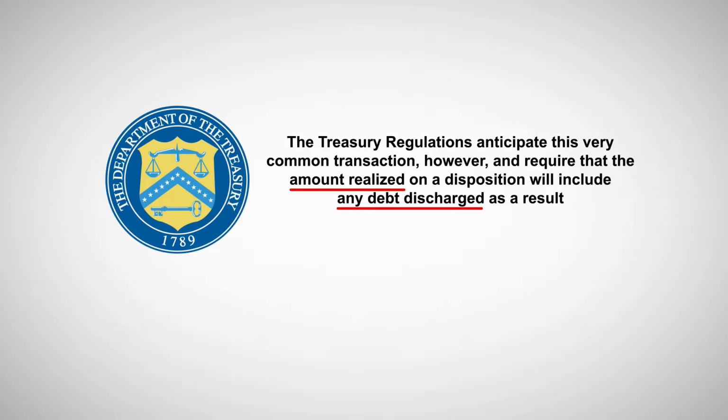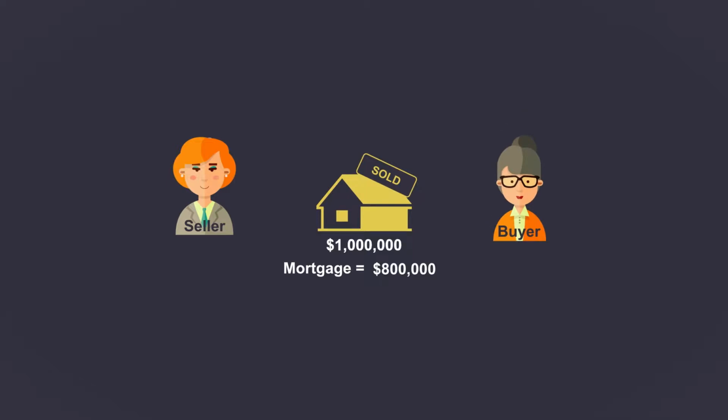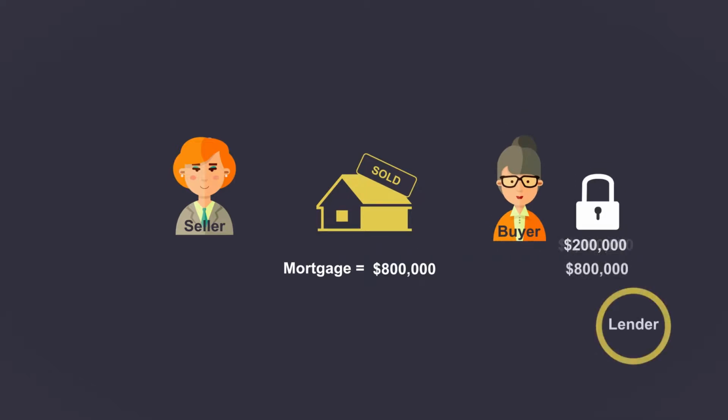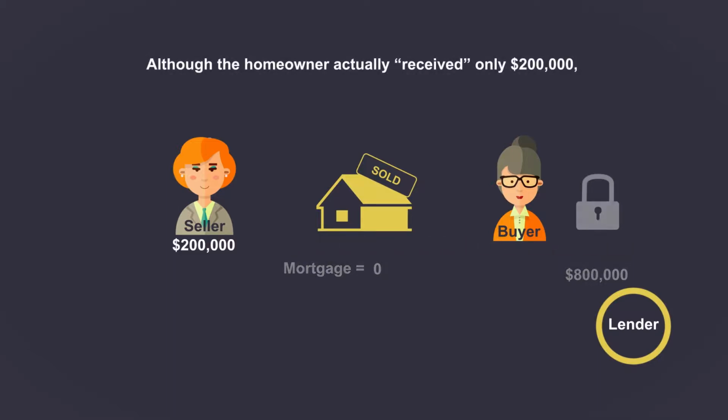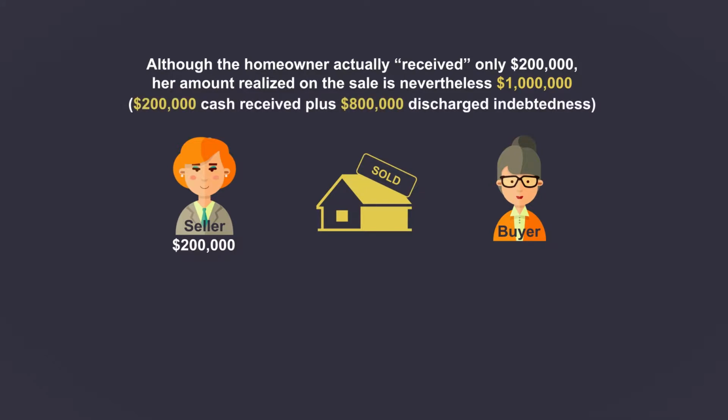Let's look at an example. A homeowner sells her home for $1 million when that home is encumbered by an $800,000 mortgage. In such a case, the buyer will deposit the entire purchase price into escrow, whereupon the escrow company will pay $800,000 to the homeowner's lender, the bank, to retire the mortgage and disperse the remaining $200,000 to the homeowner. Although the homeowner actually received only $200,000, the amount realized on the sale is nevertheless $1 million: $200,000 cash received plus $800,000 in discharged indebtedness.